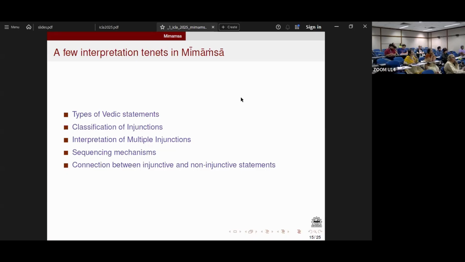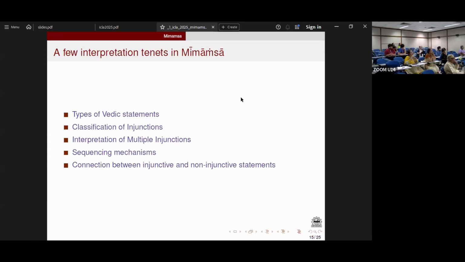Okay, so when we talk about interpreting the statements that are there in the Vedas, as per Mīmāṁsā rules, there are a few aspects that we will take up for discussion now. One is we need to understand there are different types of Vedic statements. And there is a classification of the different injunctions. That's another aspect. And when there are multiple injunctions to be understood, how do you interpret these multiple injunctions? That's another aspect we look at, which will also include the sequencing mechanisms, called krama.